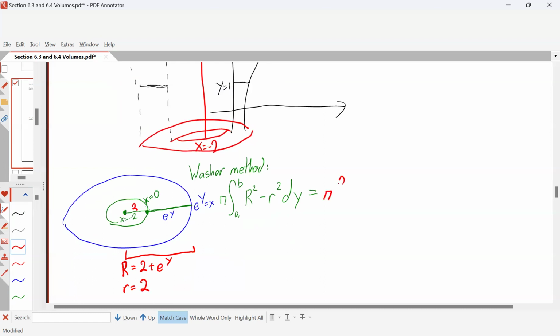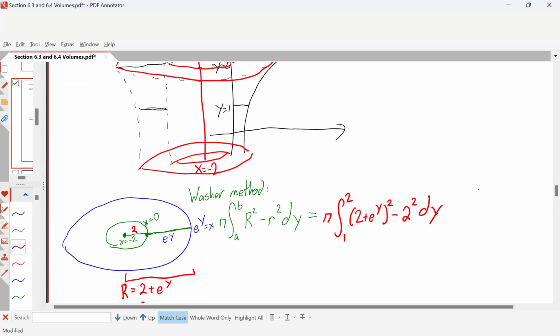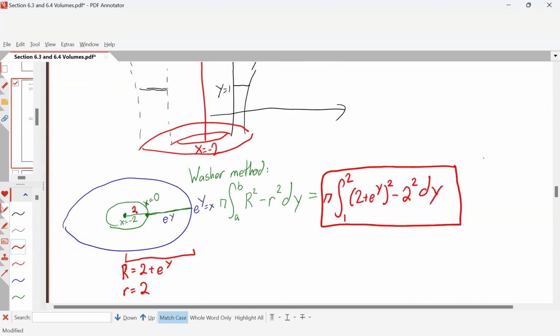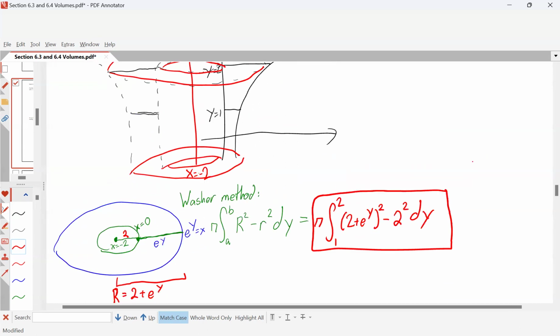So we're looking at the integral of pi times (2 plus e to the y) squared minus 2 squared dy. Our bounds are still from 1 to 2, just like before, but now this integral will calculate that solid that has that hole in the middle.